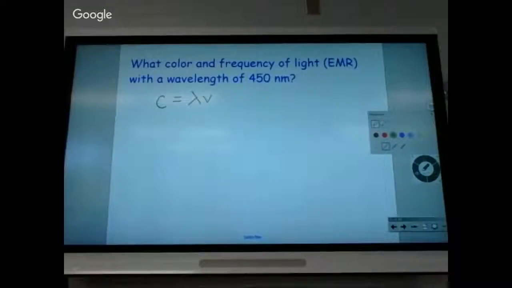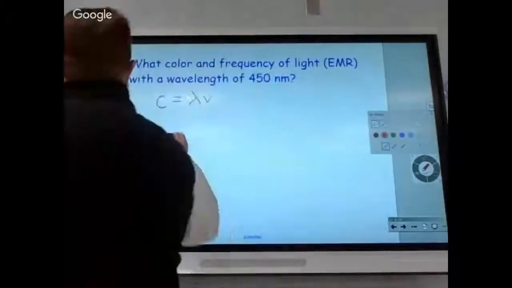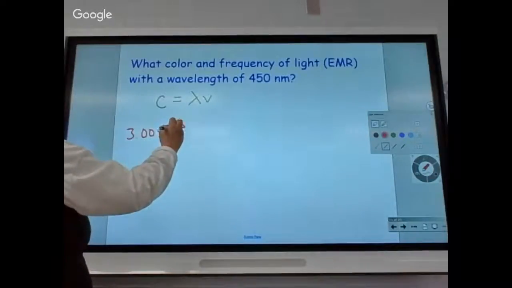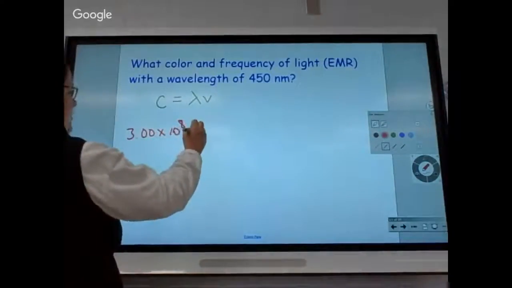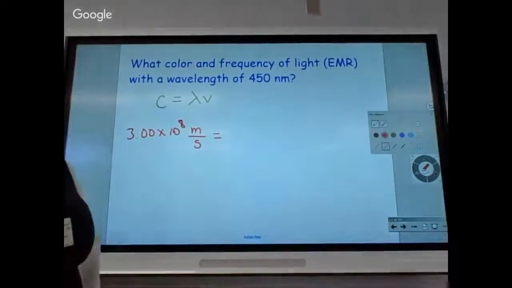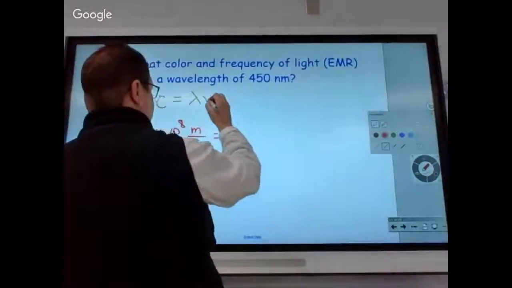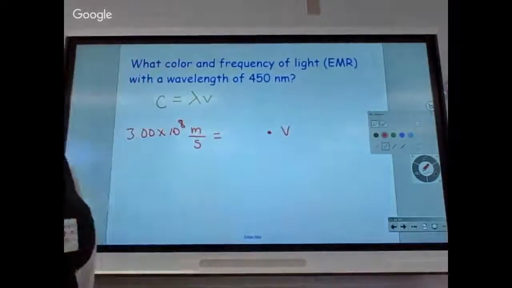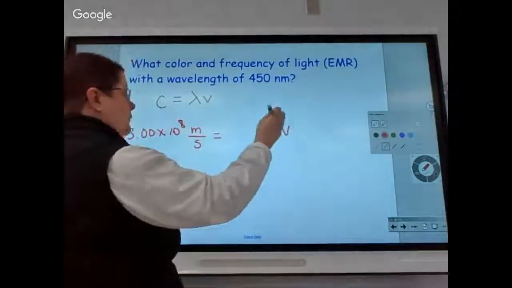Alright, so when we look at the formula, because I'm going to have to leave in about 10 minutes. So C equals what? C is 3 times 10 to the what? Now, here's the catch. It's meters per what? We're solving for frequency, which is what? Which letter is frequency? The V. Now, here's the catch. What does the dot mean? The times.